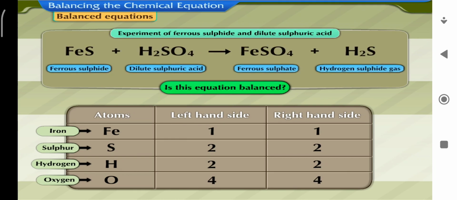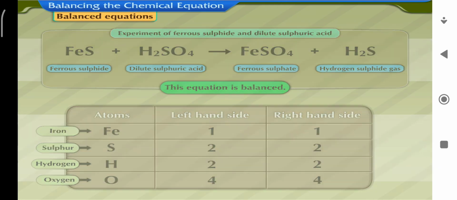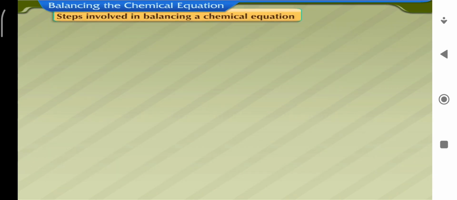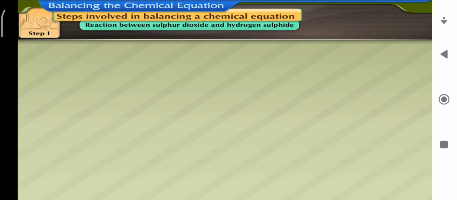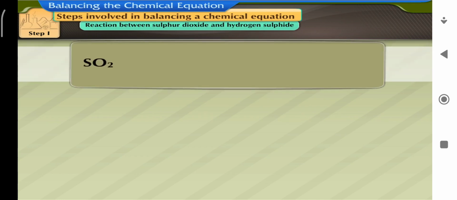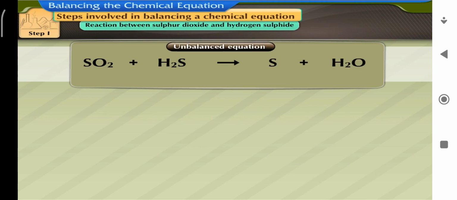The number of atoms of each element on the left-hand side is equal to the number of atoms of each element on the right-hand side. Hence, this equation is balanced. Now let us understand the steps involved in balancing an unbalanced chemical equation. Steps involved in balancing a chemical equation. Consider the reaction between sulfur dioxide and hydrogen sulfide. Step 1. First, write the chemical equation for the reaction. SO2 plus H2S gives S plus H2O.